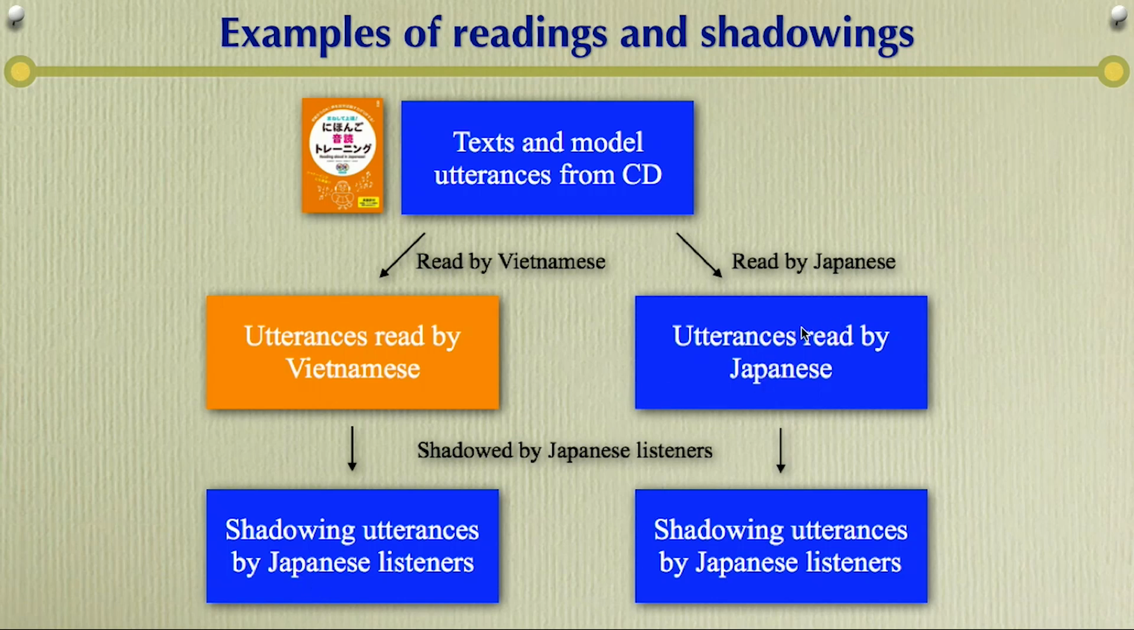So the first, the native. 今では世界的に有名な新幹線も Again. 今では世界的に有名な新幹線も This is karaoke read, Japanese, native Japanese utterance, and shadowed by another Japanese. 今では世界的に有名な新幹線も Karaoke read by Vietnamese learners. 今では世界的に有名な新幹線も And then the shadowed by Japanese.